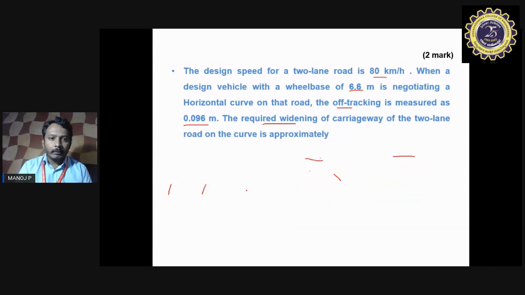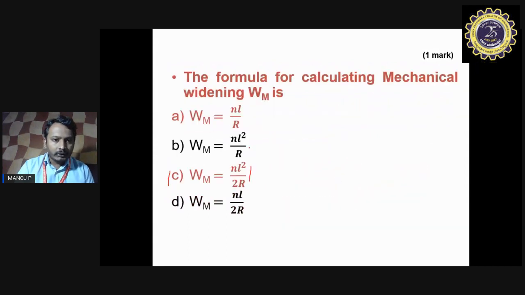And let us come back to the last question. This is not the correct answer, sorry. NL square by 2R is the correct answer. Option C is correct.